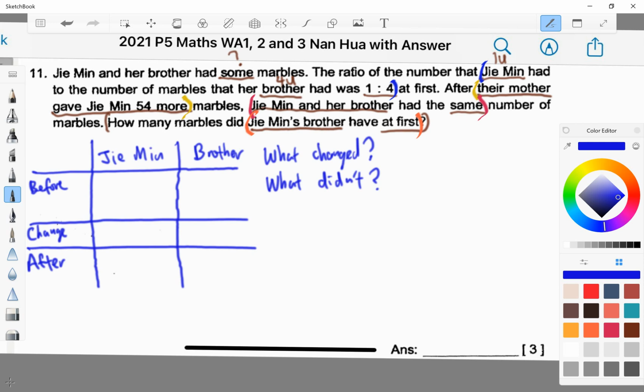So having done the basic skeleton of my table, I'll start to fill up my table with the numbers, okay? Which is like what I call the flesh of the table.